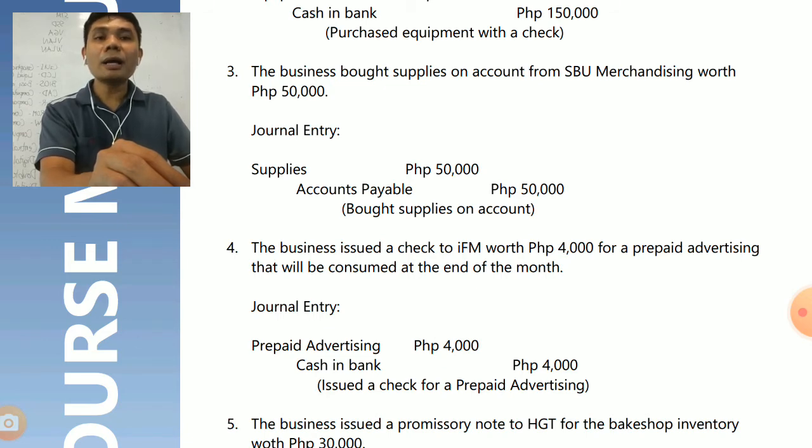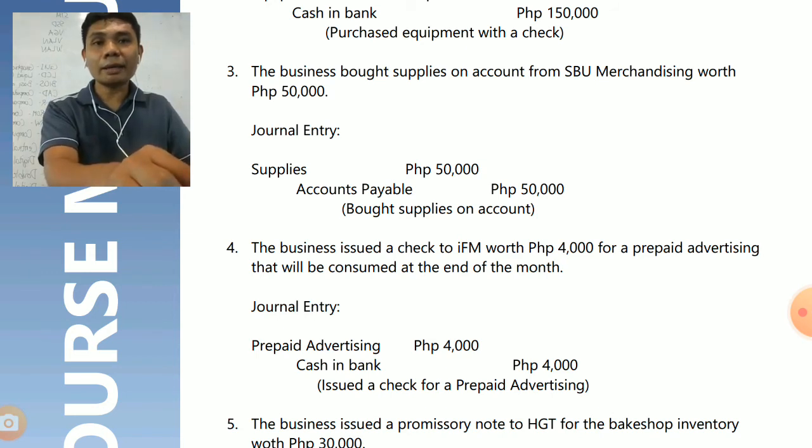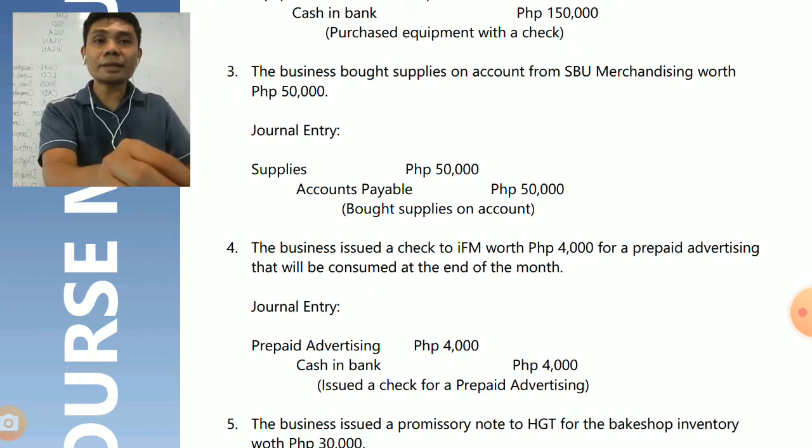And remember, accounts payable is a liability account, and a liability account has a normal balance of credit, meaning to increase liability is to credit liability. So gi-credit nato si accounts payable, meaning increase imong accounts payable. Ang supplies gi-debit kay asset man ni. And the normal balance of asset is debit man. So to increase an asset is to debit an asset.